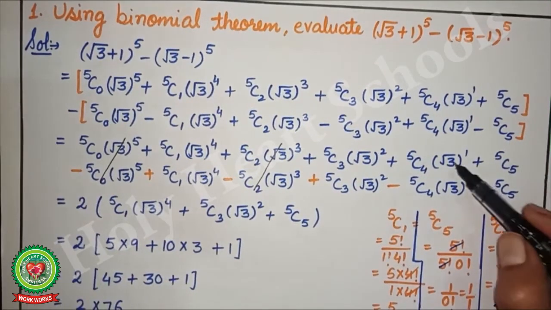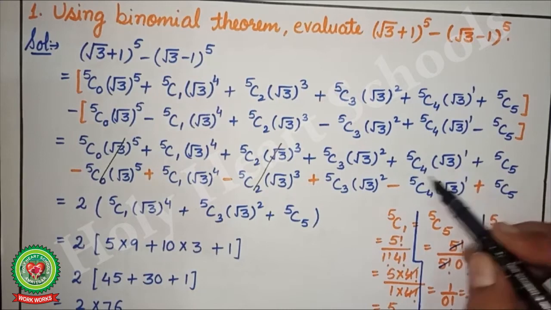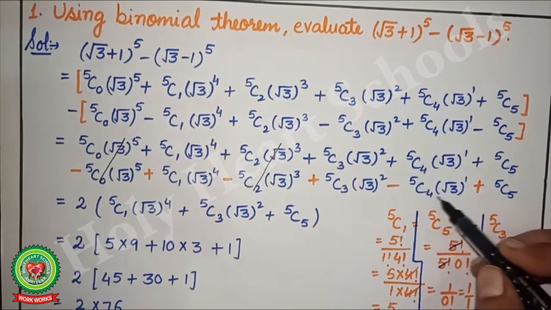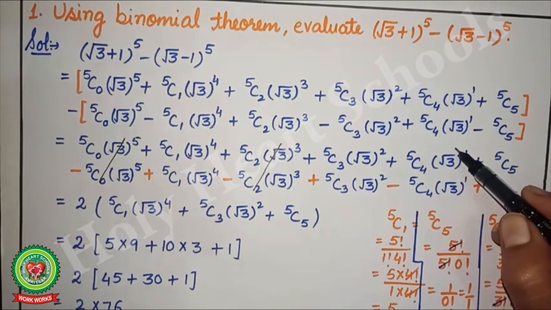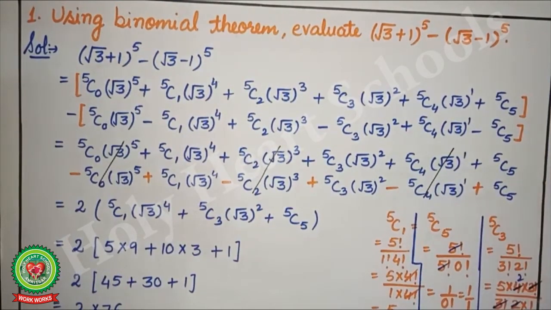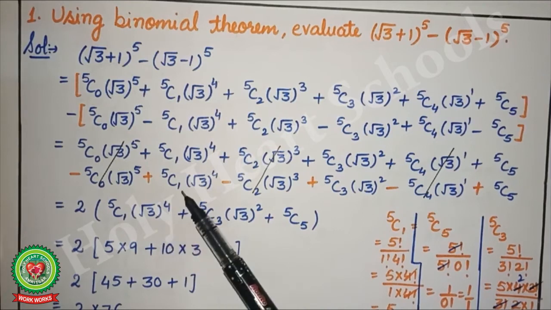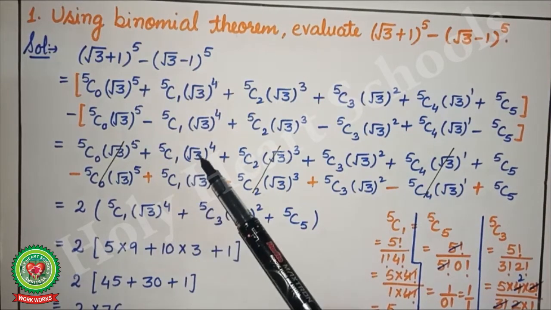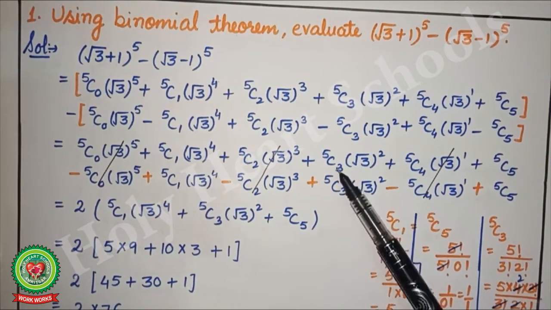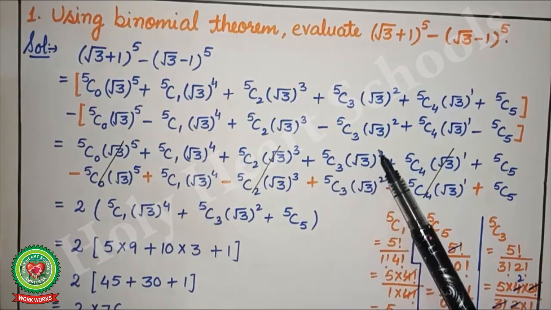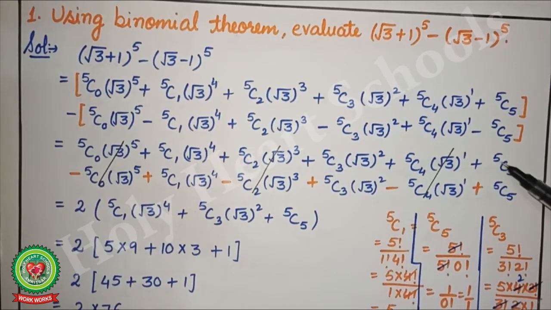Next, 5C4 root 3 raised to power 1, and here it is minus 5C4 into root 3 raised to power 1. These terms will also cancel out. Now, we are left with three types of terms. 5C1 into root 3 raised to power 4. Second is 5C3 into root 3 raised to power 2. And the last one is 5C5. So, write it down like this.